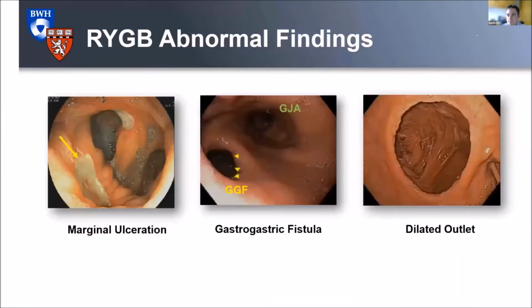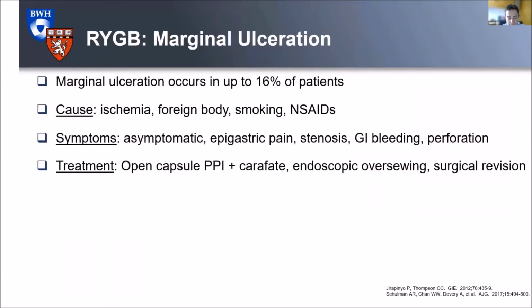Here are the more common abnormal findings of Roux-en-Y gastric bypass, including marginal ulceration, gastric fistula, and dilated gastrojejunal anastomosis. Marginal ulceration occurs in up to 16% of the patients. The most common location of the marginal ulcer is on the posterior aspect of the jejunal side of the gastrojejunal anastomosis. Patients may be asymptomatic or they may have symptoms.